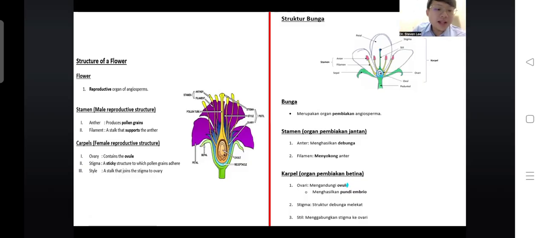Yes. Another name for carpel is pistil. You're right. Pistil and carpel you can use interchangeably. In English there is pistil. Pistil and carpel are the same.